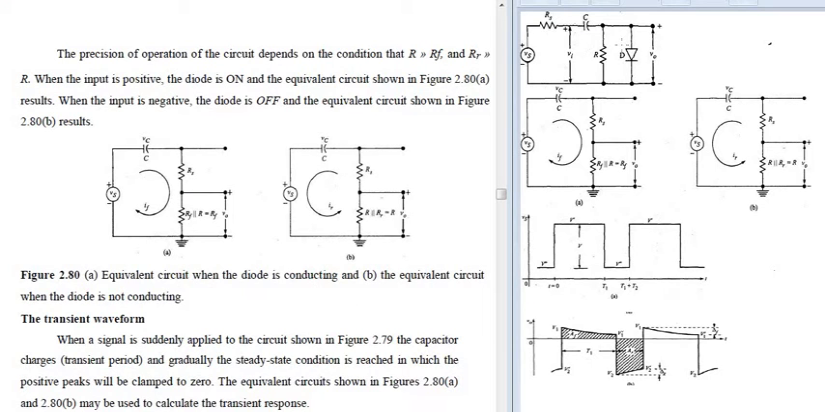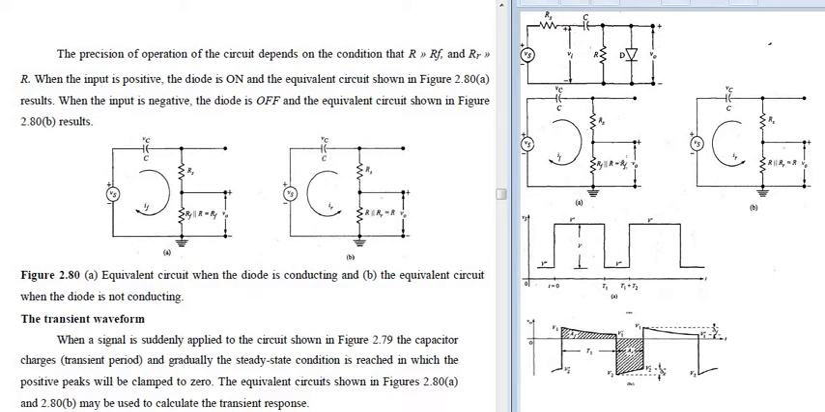So this is the circuit that we have considered. We are considering that it is a clamping circuit in which both the source resistance as well as the diode resistance have been taken into account. That is nothing but your source resistance as well as the diode resistance. Now if you start the operation of this one, there are two conditions to operate this one.